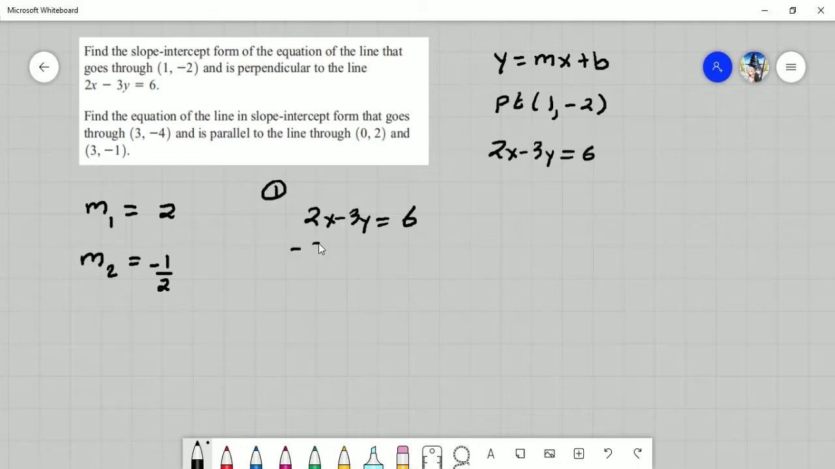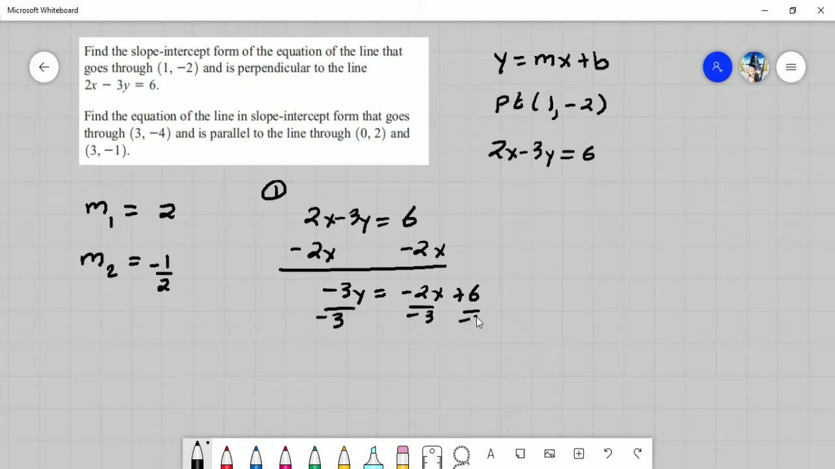Solve for y. So regular algebra that we've known to do. 3y equals -2x plus 6. Divide both sides of your equation by -3. And we have y equals positive 2/3 x minus 2. All right, so here I can quickly identify that the slope of this line is a positive 2/3.